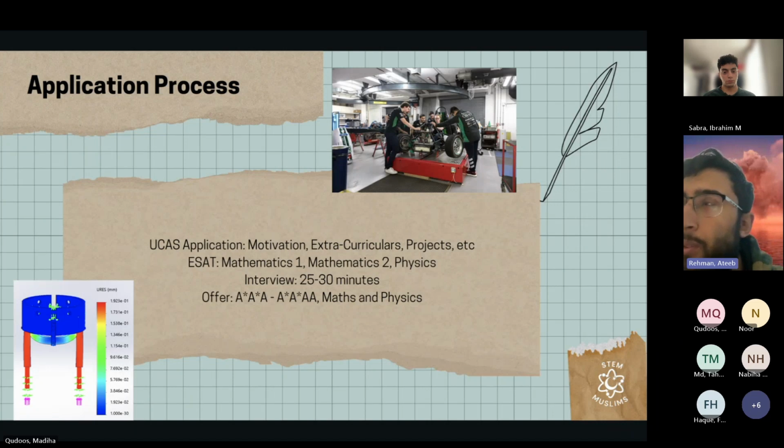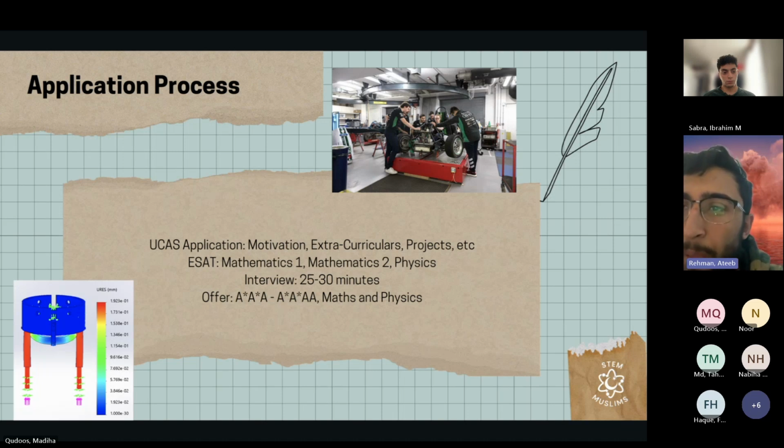50 to 60% of the interview will be about what you wrote in your personal statement. I think it's 3 questions now. Whatever you wrote for those 3 questions, it will mostly be about that personal statement. So make sure you know that information well before you go in, and that you can explain it to someone.